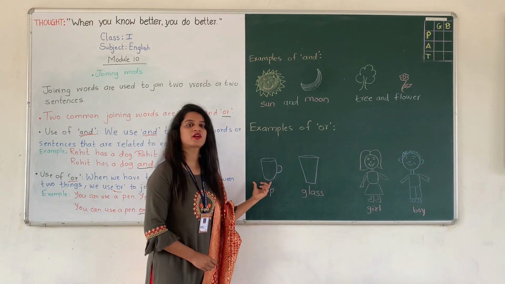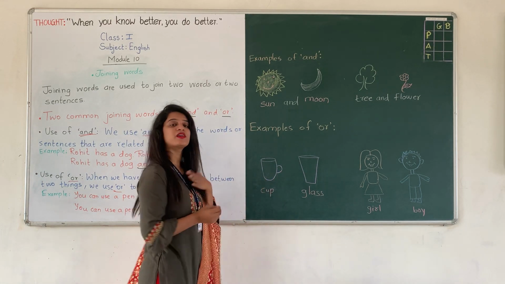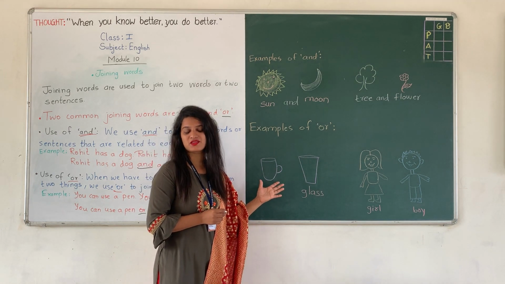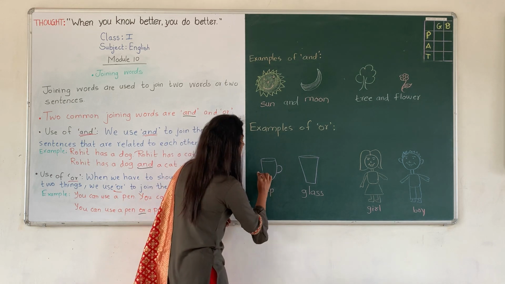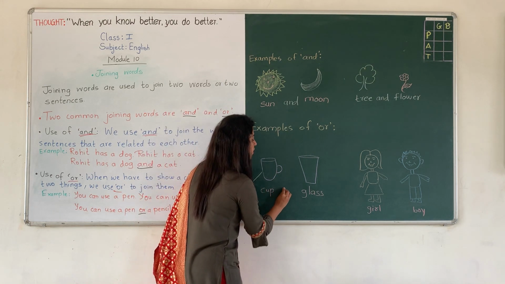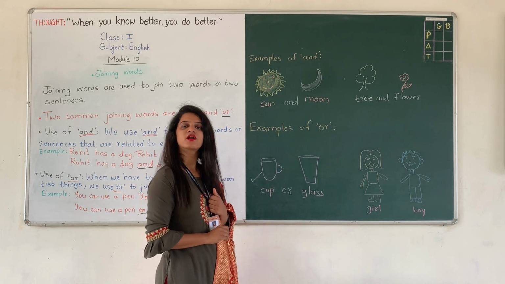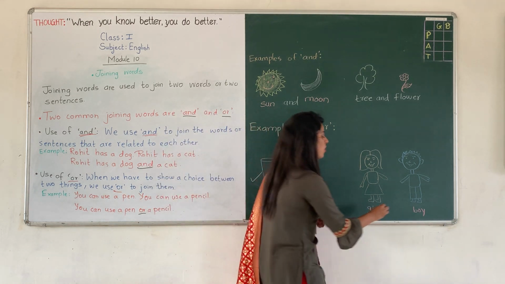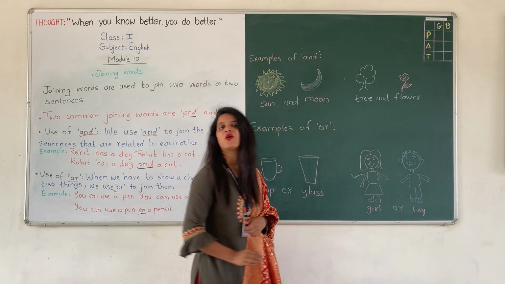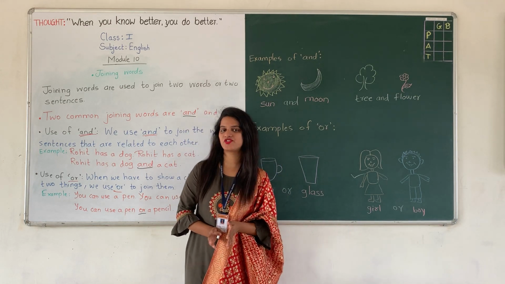So, do you want a cup or a glass? You have to tick mark. Now, suppose I want to make a choice between this. So, I choose a cup. So, I will take it. Cup or glass. So, I have chosen cup. Now, girl or boy. So, I have chosen girl. So, my dear children, these are some pictures.